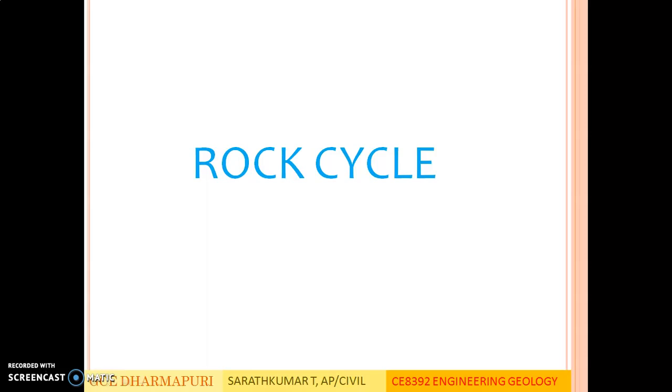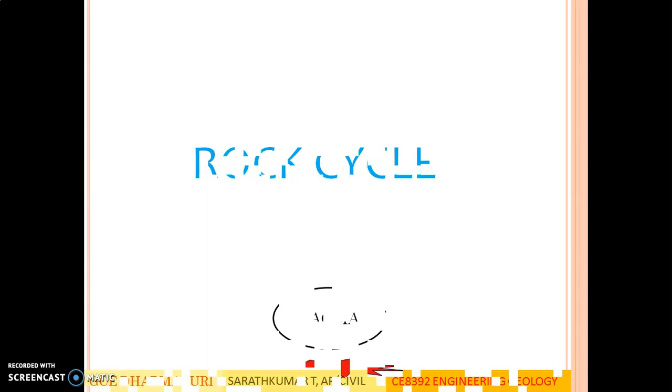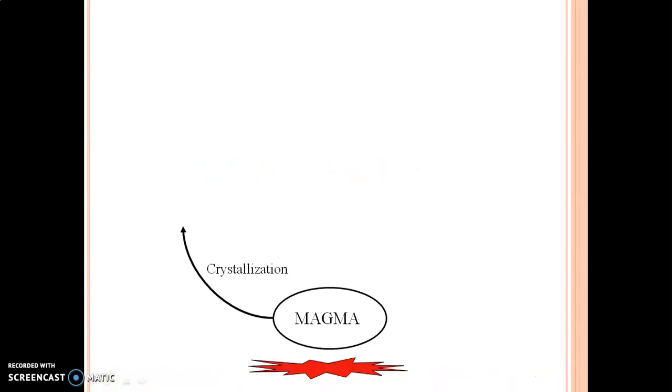Next we will be seeing rock cycle. So as we saw in the igneous rocks, when the molten magma tries to come out of the Earth's interior, it can fill either the cavities inside the Earth's surface or it will reach the surface of the Earth and start to crystallize. Once the crystallization starts, the rocks formed are called igneous rocks.